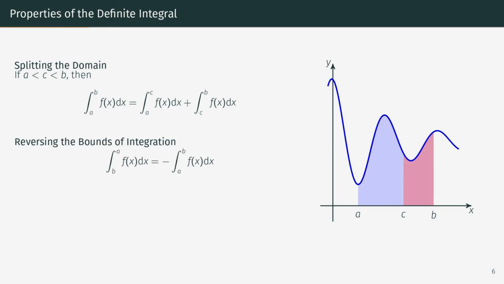The second property is the concept of reversing the bounds of integration. This changes the direction in which you are integrating and causes an additional minus sign. So, the integral of f of x dx from b to a is equal to minus the integral of f of x dx from a to b. The third property is the concept of integration over a point, for example, a. This causes the integral to become 0. So the integral of f of x dx from a to a is equal to 0.